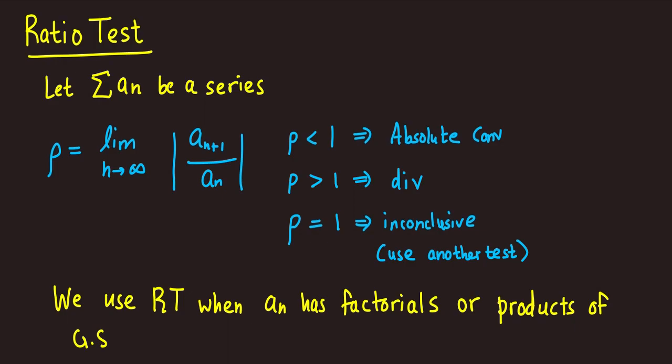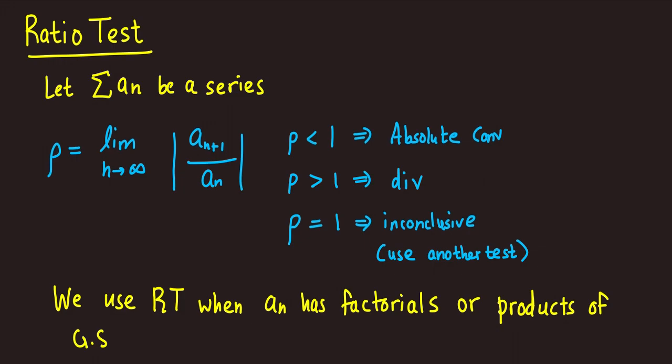So the ratio test suggests that if you have some series a subscript n, you can take a subscript n plus 1 over a subscript n, take the absolute value of that and find the limit as n goes to infinity. If you get a value that's less than 1, your original series will converge. If you get a value that's greater than 1, it'll diverge. And if you get a value that is equal to 1, then the test is inconclusive and you'll have to use a different test.